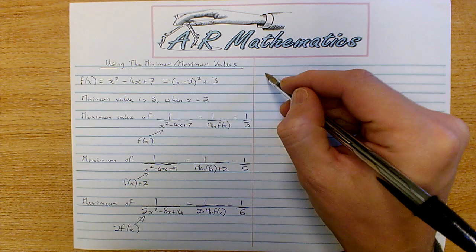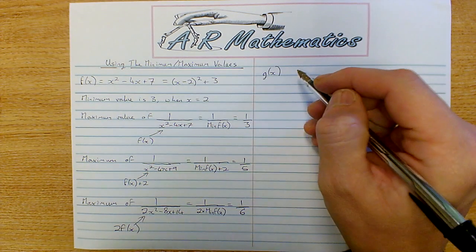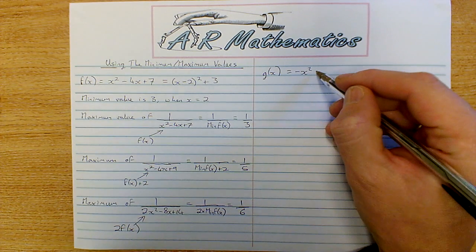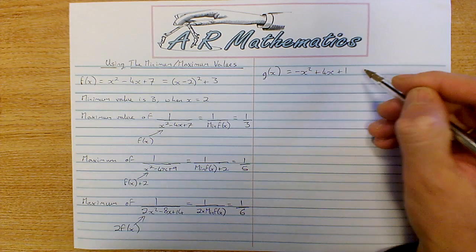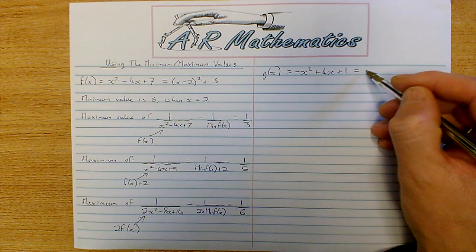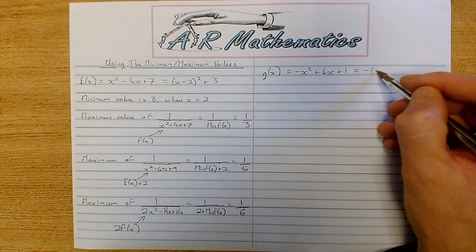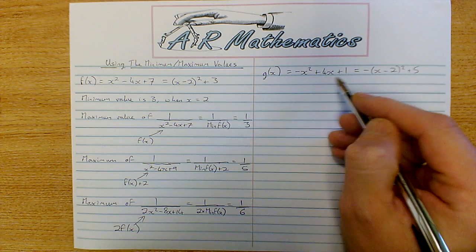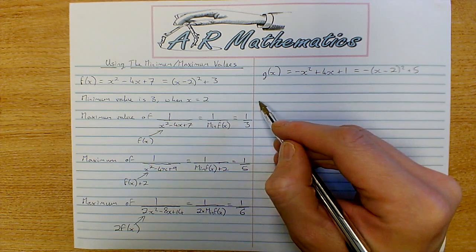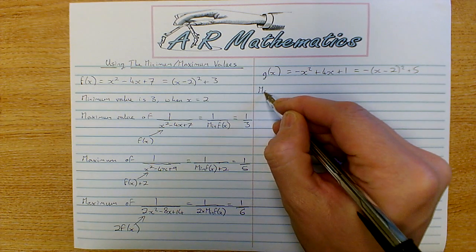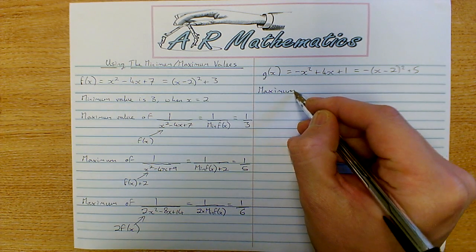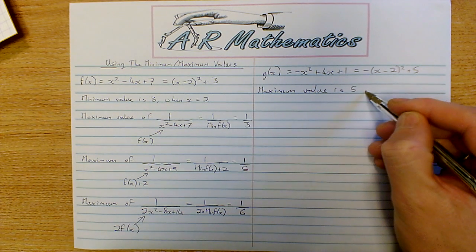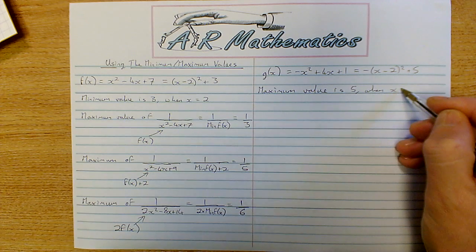Okay, if I tried another function, if I tried g of x, so g of x, if I take a negative x squared this time, negative x squared plus 4x plus 1, then from the previous video, this completes the square to minus (x minus 2) all squared plus 5. So because it's a negative quadratic, so this is an n-shaped curve, this gives us a maximum value. So our maximum value is going to be 5, and that happens when x is 2.